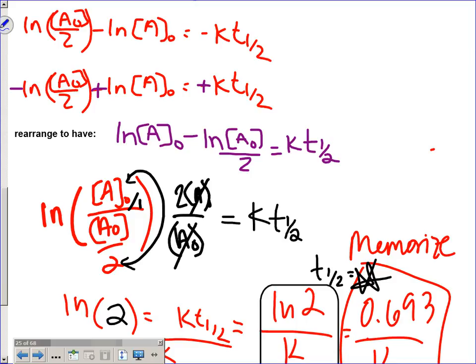Yeah. So if you're trying to solve for T, why don't you divide by K? You can, but I would wait to do K at the very, very end. That's when you'll see me do it at the very end.